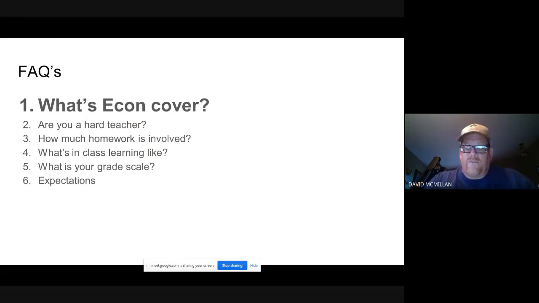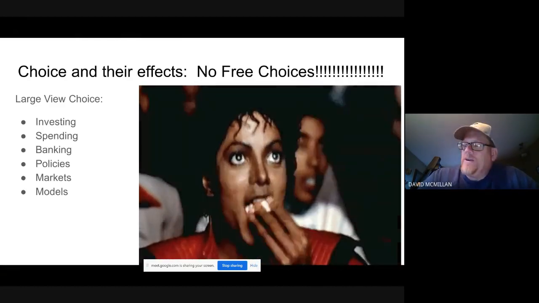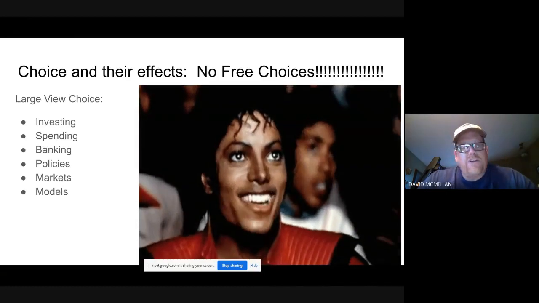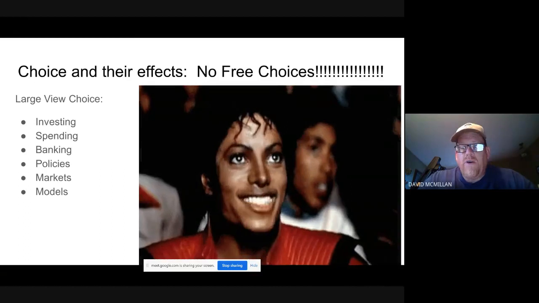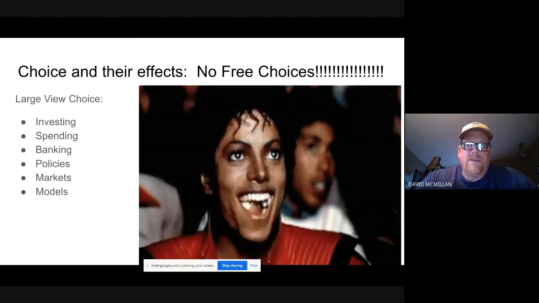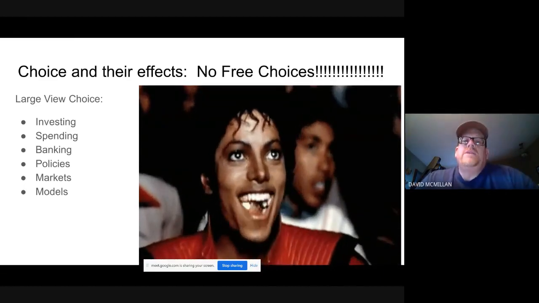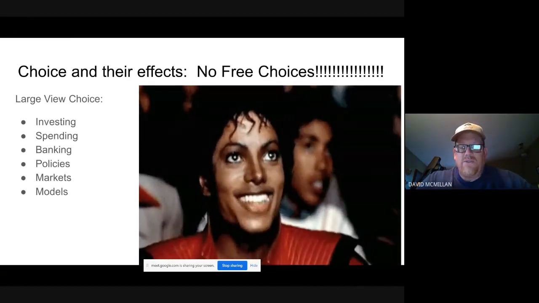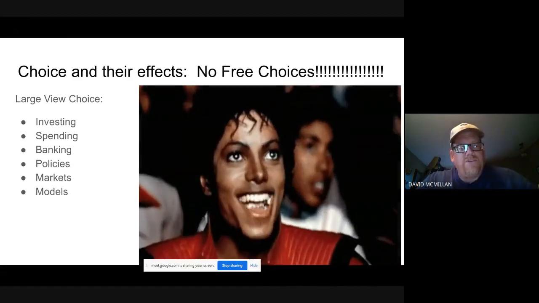What's Econ cover? That's pretty simple, guys. Choices and their effects. There is no free choice in the world, okay? So whether you decide to study hard or study very little, whether you want to go to a four-year university or you want to go to a trade school or a military, everything in life has a choice, all right? And of course, everybody thinks, oh, it's all about money. Not necessarily. It does involve money, and my class does have all kinds of investment strategies and ideas to increase your bottom line, or shall we say your bank account in the future.